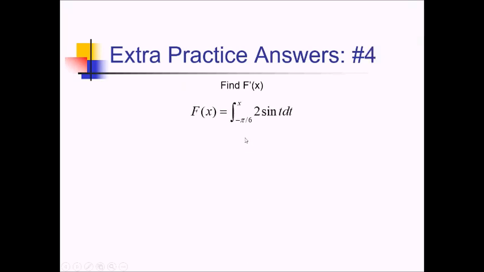For this one, to take the derivative of this integral, we essentially just undo the integral and replace the t with this variable in the upper limit here. So this is just going to be 2 sine of x.